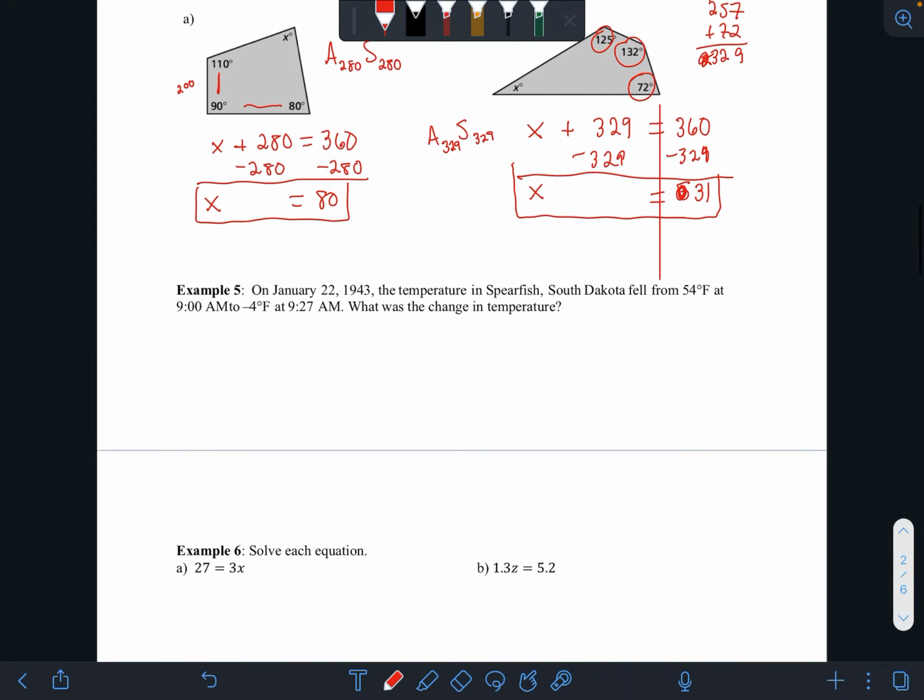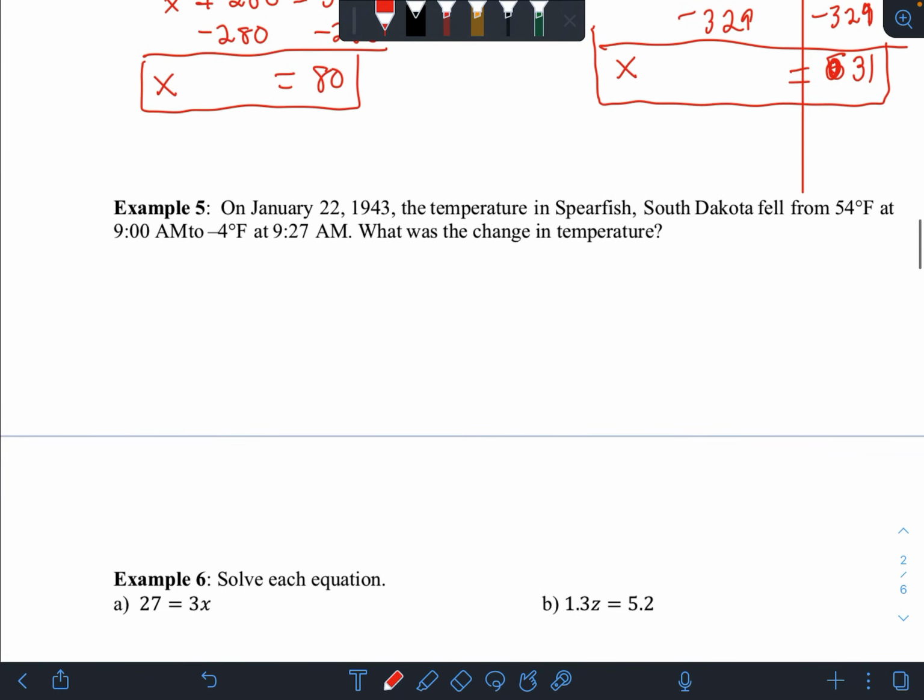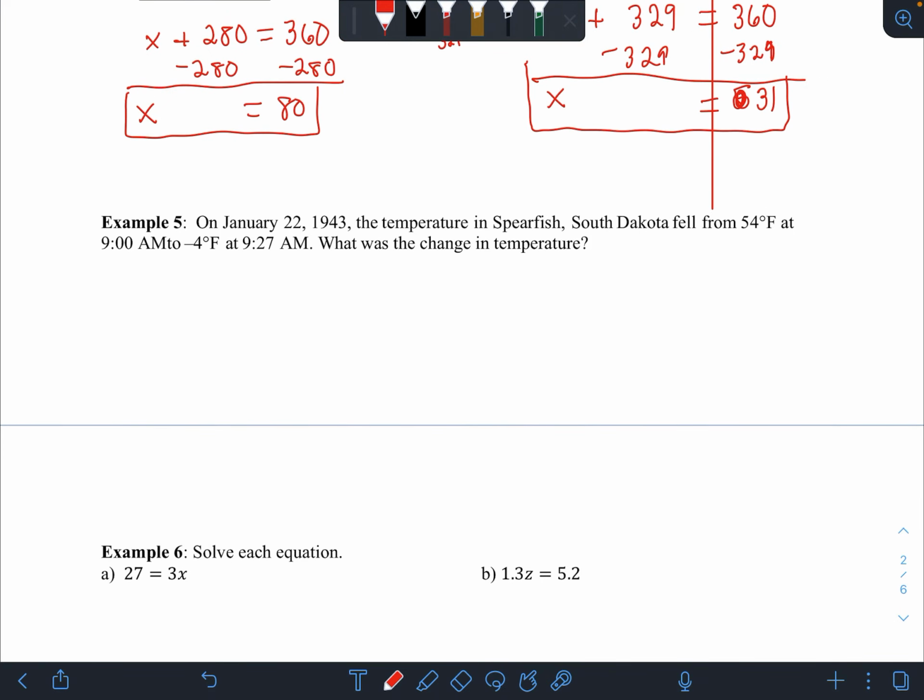Okay. For example 5, same exact idea here. On January 22nd, 1943, the temperature of Spearfish in South Dakota was 54. It fell from 54 down to -4. What was the change in temperature? This is just a review problem. It's not actually anything special here.